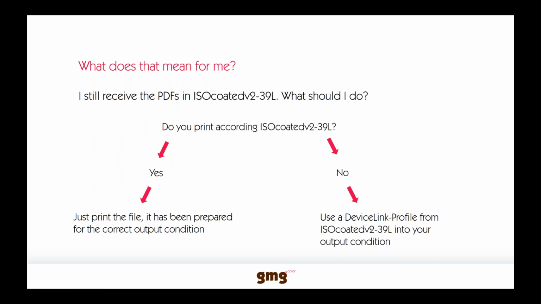Okay, so I still receive PDFs in FOGRA39. What should I do now? There's no need to convert to FOGRA53. If you print according FOGRA39 or ISO 12647-2, you are fine. The file is already prepared for the correct output condition. Otherwise, you convert your file from FOGRA39 into your output condition. So there's no need to convert all the data you get into FOGRA53.